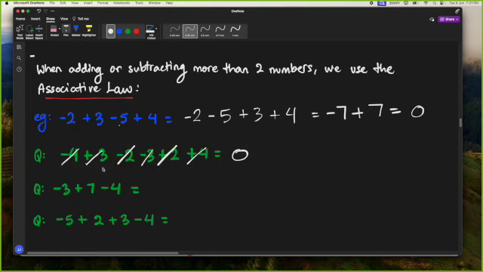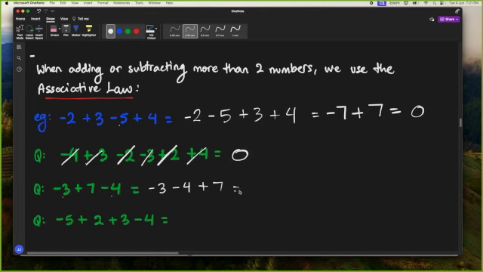But this is just another way of using the associative law in recognizing that numbers could cancel with each other. For example, in this question here, I see minus 3 minus 4 and the plus 7. So nothing can cancel here. 3 can't cancel with 7, can't cancel with 4. Nothing can cancel here yet, so I would group them.